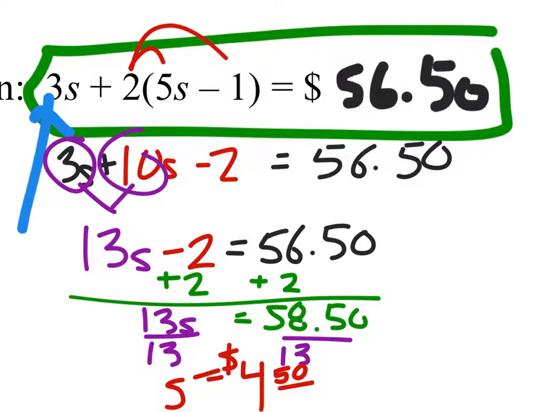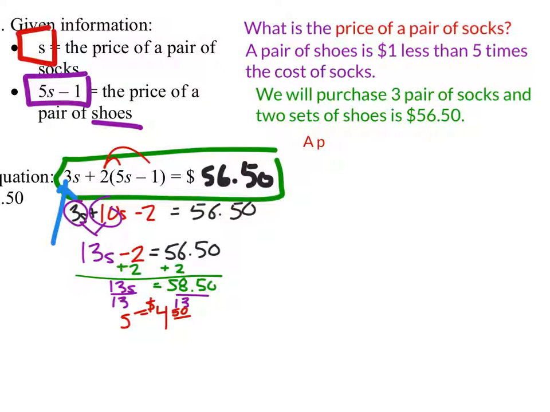Now that's just a pair of socks. A pair of socks is, what was it, $4.50? Yeah. Thank you. $4.50. And then we got that pair of shoes as well. Well, that was 5 times that stuff. So that'd be $22.50 minus the $1, $21.50, right? So a pair of shoes is $21.50. Bam, that's it. That looks really good.